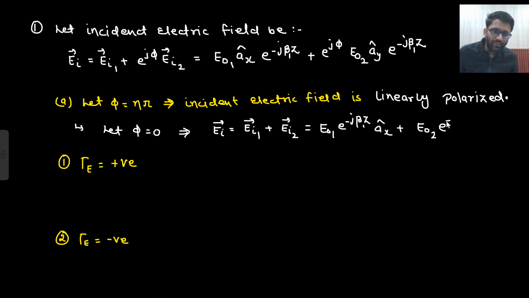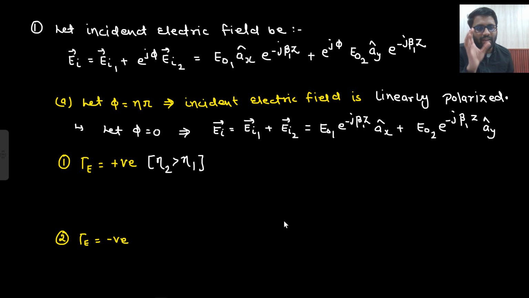E naught 2 e to the power minus j beta 1 z. Now, if your reflection coefficient is positive, what do you mean by reflection coefficient to be positive? That means eta 2 is greater than eta 1. What about our reflection coefficient? It could be positive or it could be negative, right? And why am I interested in reflection coefficient? Because I need to find my reflected wave and my transmitted wave. These two waves I need to find.